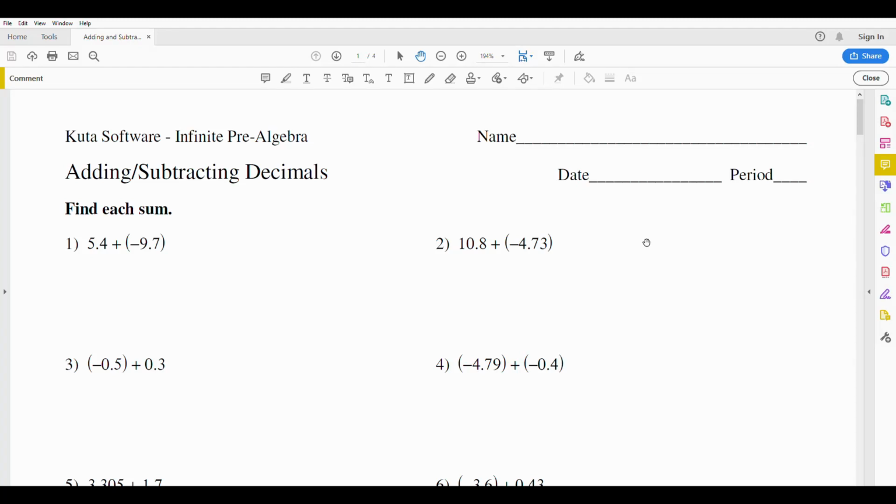In this video, we're going to complete the KutaSoftware Infinite PreAlgebra free worksheet, adding and subtracting decimals. For our first section, numbers 1 through 10, we're going to be finding each sum. This is very similar to the previous worksheet where we added and subtracted integers. So the same kind of concepts still apply, except now we're dealing with fractions of a number.